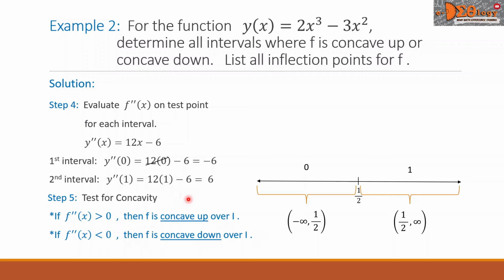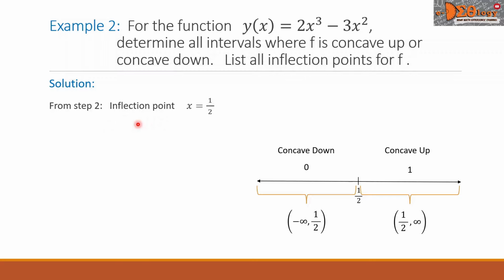For step 5, we know the test for concavity. If the second derivative is more than 0 or positive, then f is concave up over that interval. If the second derivative is negative or less than 0, then f is concave down over that interval. So we can see here in the first interval, the value is negative. That means in here, it is concave down. For the second interval, the value 6 is positive. That means it is concave up on this interval.